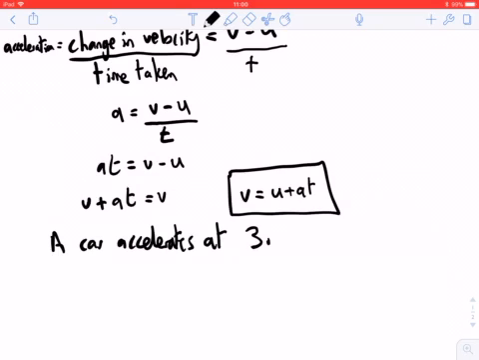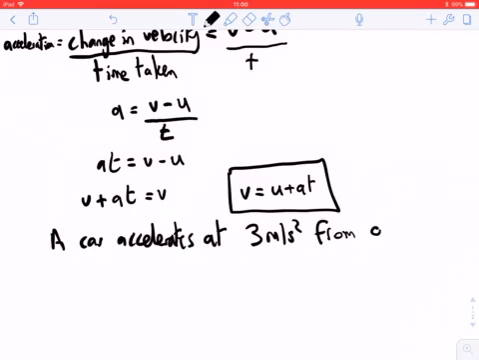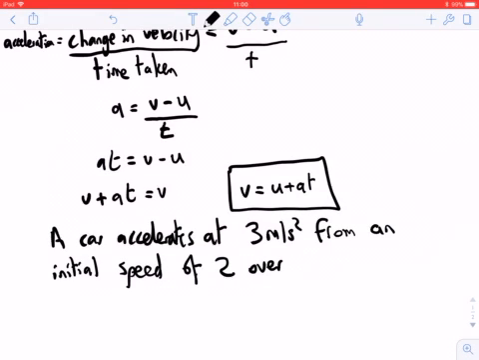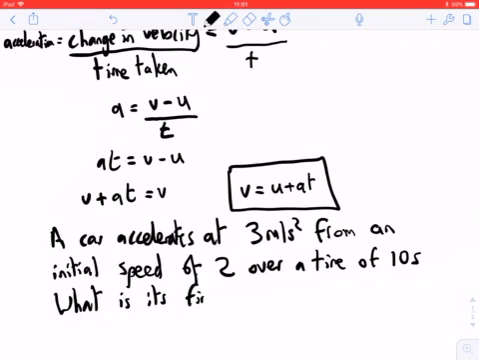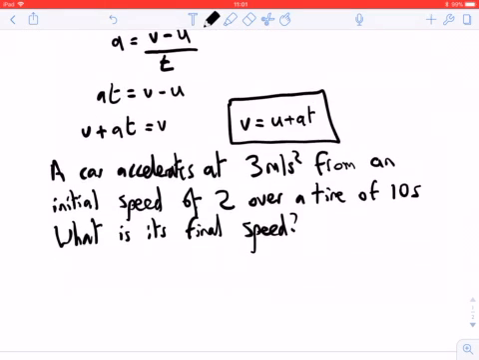Suppose, for example, a car accelerates at 3 meters per second squared from an initial speed of 2 over a time of 10 seconds. What is its final speed? Well, you might like to pause the video, have a go at working out for yourself, and then hit play again to find out the answer.